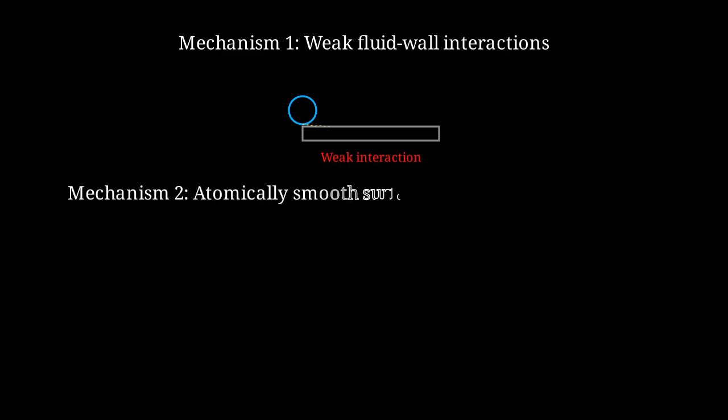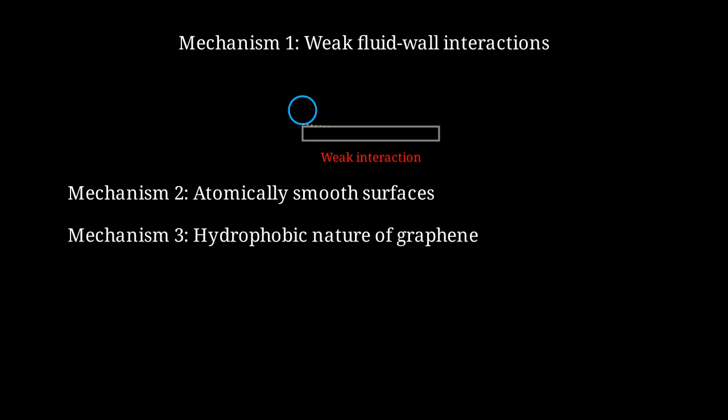First, the interaction between water molecules and the smooth graphene surface of carbon nanotubes is very weak. Water molecules interact weakly with the ultra-smooth carbon surface, unlike rough surfaces where molecules get trapped in surface irregularities. Second, carbon nanotubes have atomically smooth surfaces with no defects or roughness to trap fluid molecules. Third, the hydrophobic nature of graphene means water molecules prefer to interact with each other rather than with the wall.